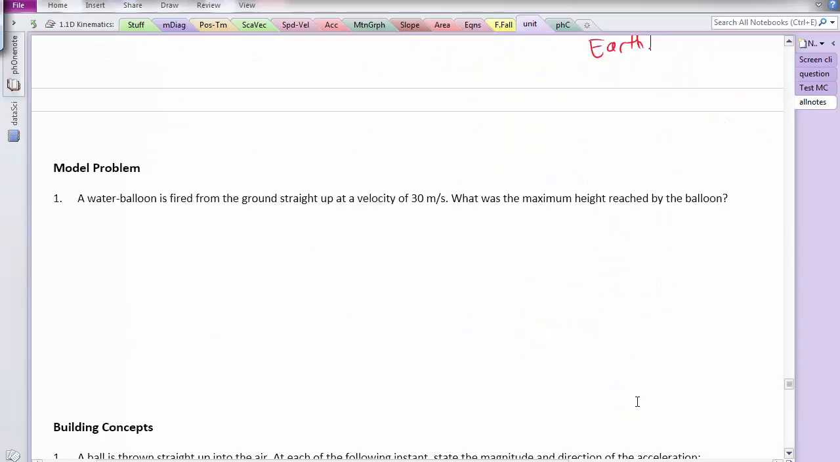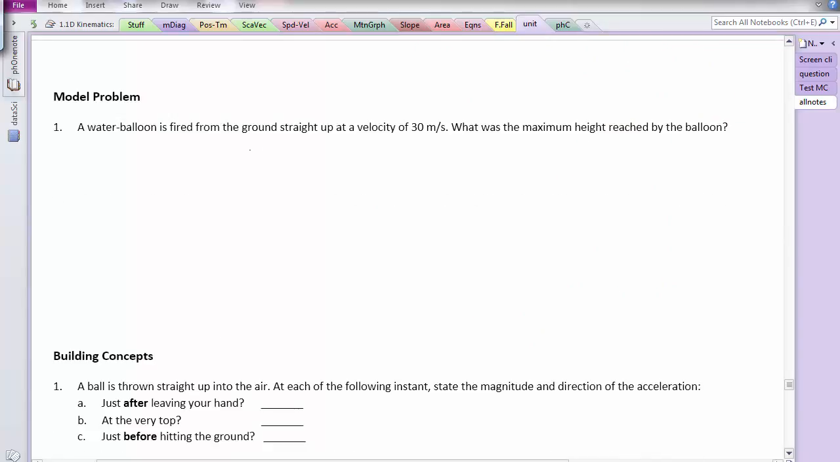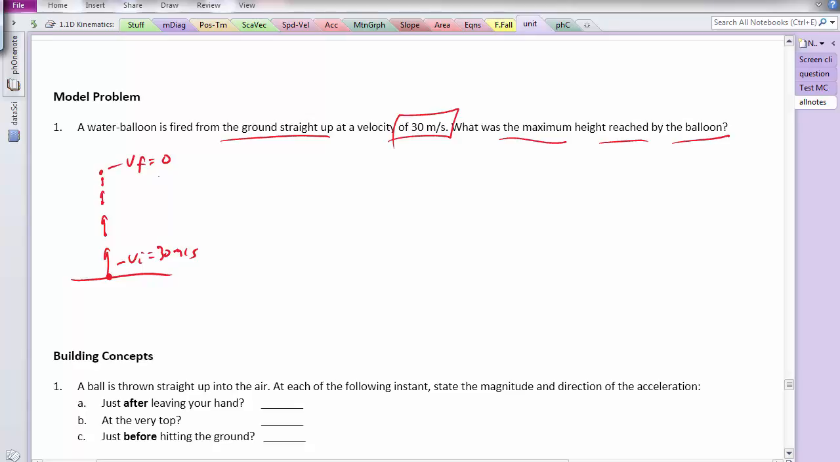So let's do a quick example. We have a balloon that's fired from the ground straight up at a velocity of 30 meters per second. What was the maximum height reached by the balloon? If we do a motion diagram, the velocity would be decreasing on the way up and come to a stop at 0. V initial is 30 meters per second. V final, because it comes to a stop, is 0. Because it's under the influence of gravity alone, we're going to ignore air resistance, so our acceleration is negative 9.8 meters per second squared, and we want to find delta y, the height.